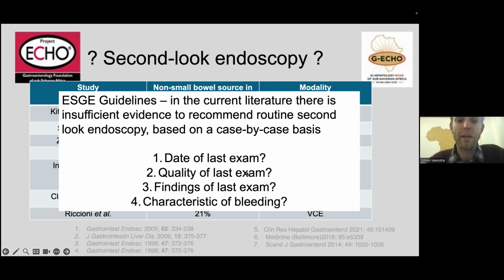Ultimately they state that there's not sufficient evidence at the moment to recommend routine second look endoscopy, but this should be based on a case-by-case basis. And I think this is fair. I think there are a few things that need to be looked at when you decide on whether to go through with a second look endoscopy or not. You need to look at when the last exam was performed, the quality of that exam, what the findings were, and obviously the nature of bleeding before deciding on whether or not to do that.